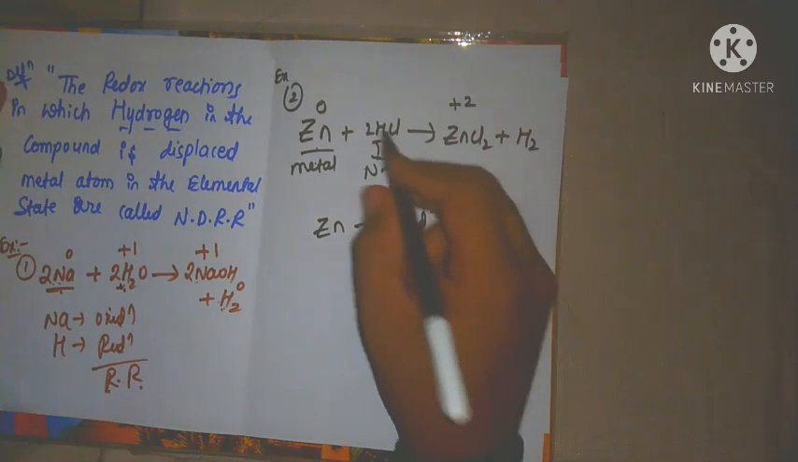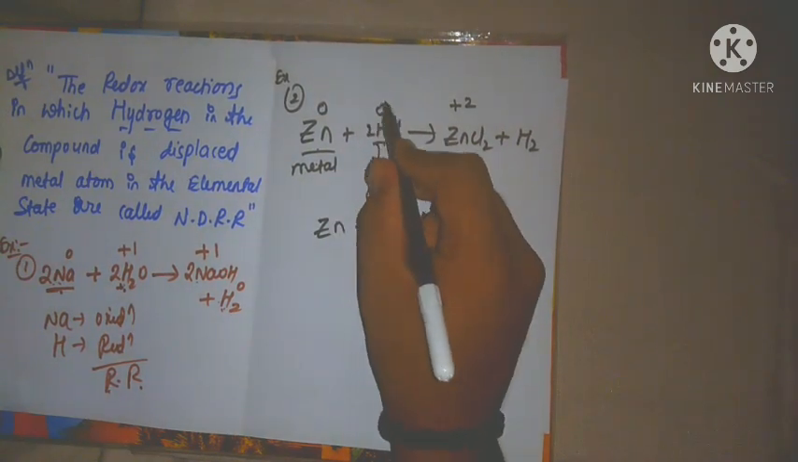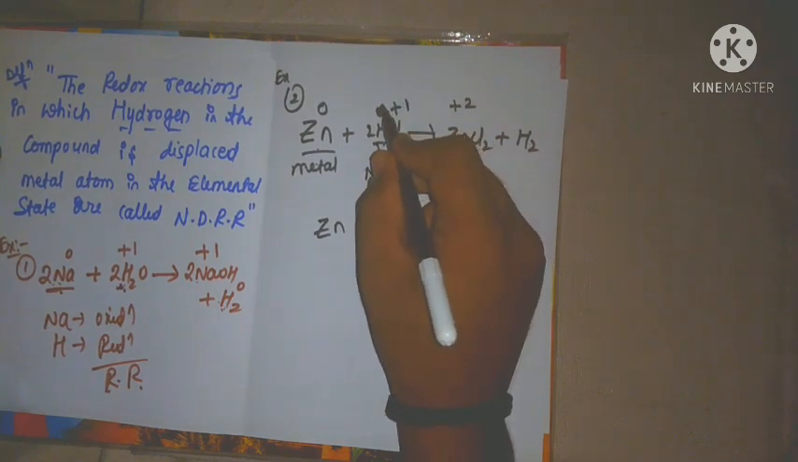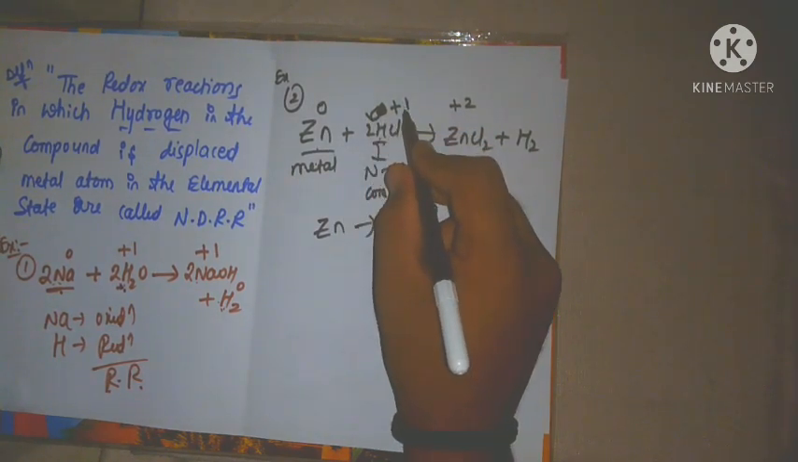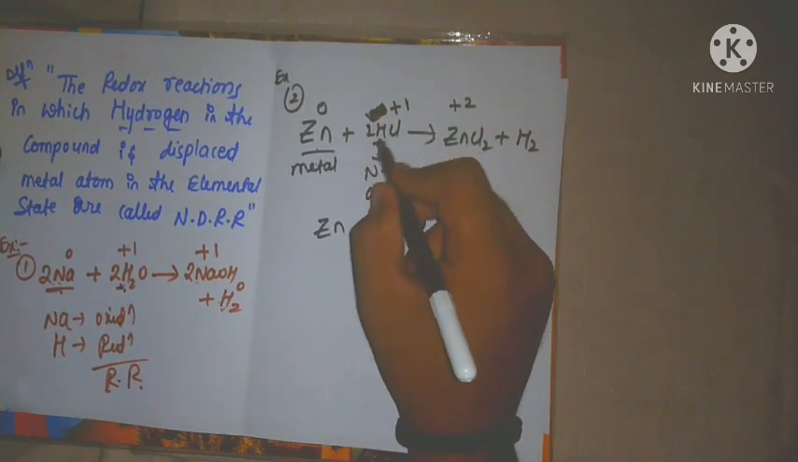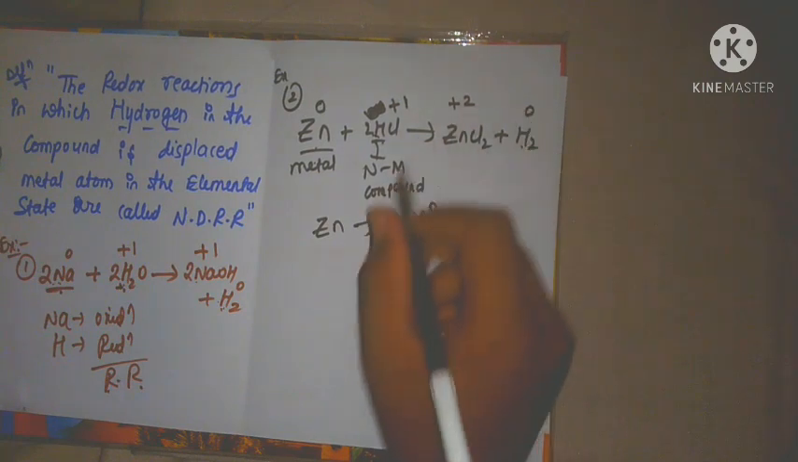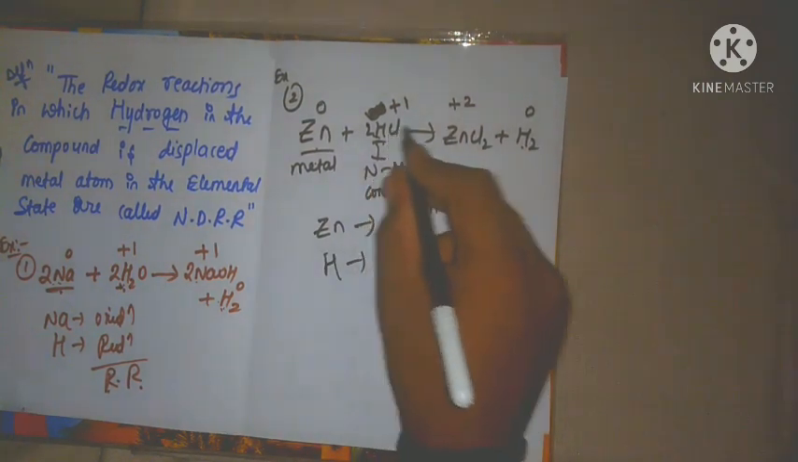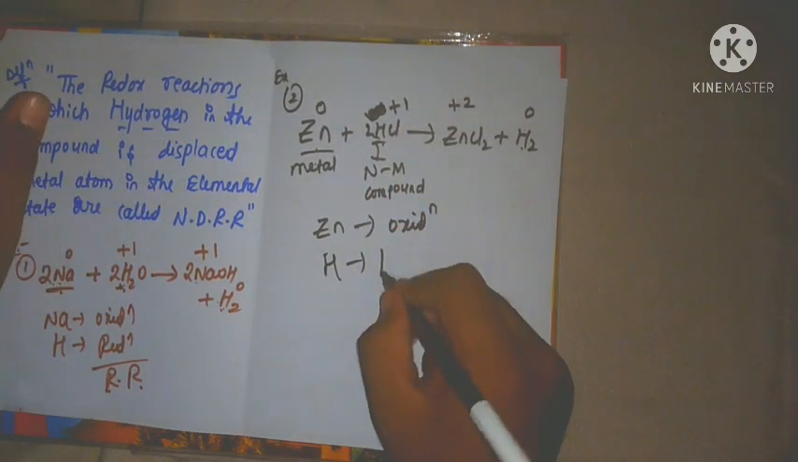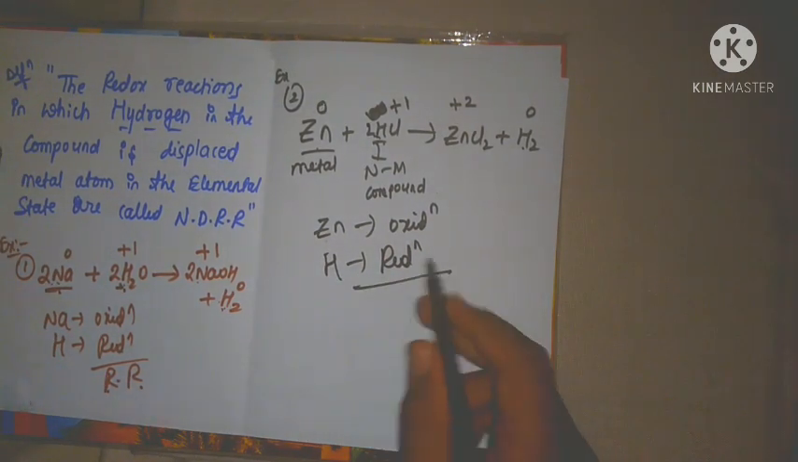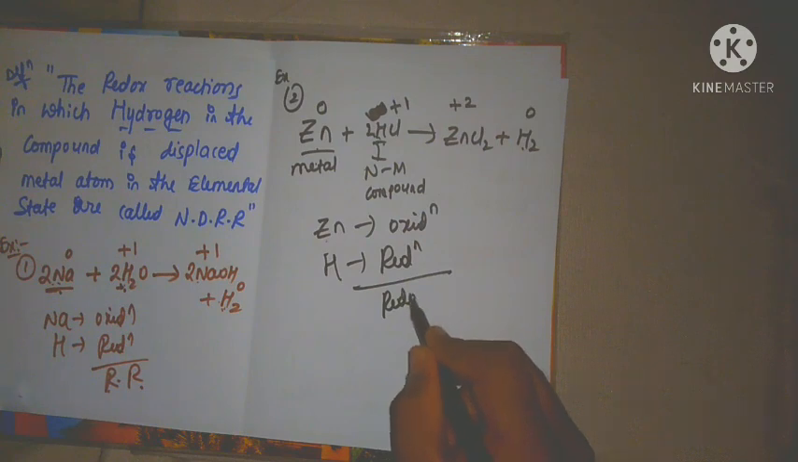Whereas hydrogen, if you check here, the oxidation number of hydrogen in the reactant is +1 and in the product is 0. That is, it is changing from +1 to 0. That is, it is decreasing. Therefore it is undergoing reduction. Zinc undergoes oxidation, hydrogen undergoes reduction. Therefore it is a redox reaction.